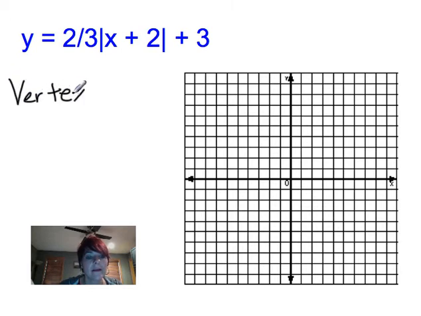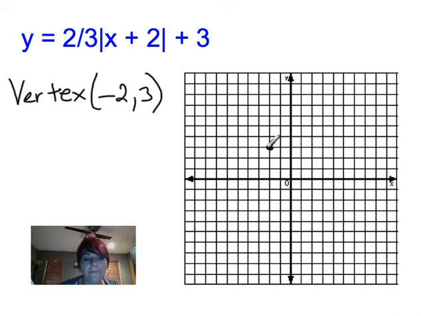And again, think opposite of what's inside the absolute value. So my x of the vertex is negative 2. The y value is the same sign as what's outside the absolute value, so that's going to be positive 3. So I start by graphing at negative 2, 3.